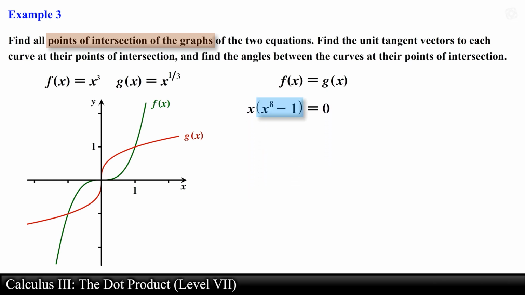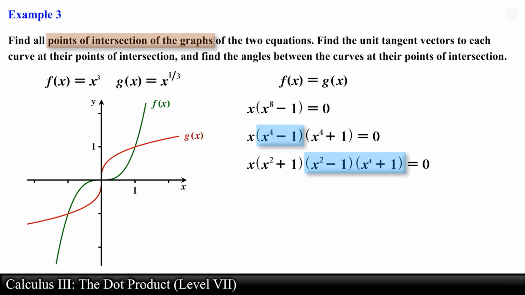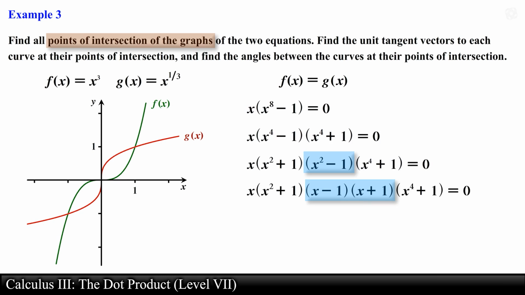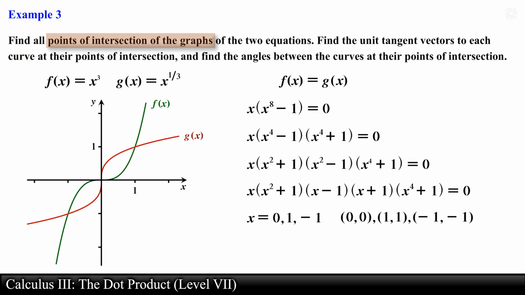Identifying the binomial as a difference of squares, we go ahead and factor this binomial as follows. Then we factor out the remaining difference of squares. Finally, we use the zero product property to find the solutions of the equation. In this case, we have three solutions: 0, 1, and -1. So the points of intersection are going to occur at (0, 0), (1, 1), and (-1, -1).